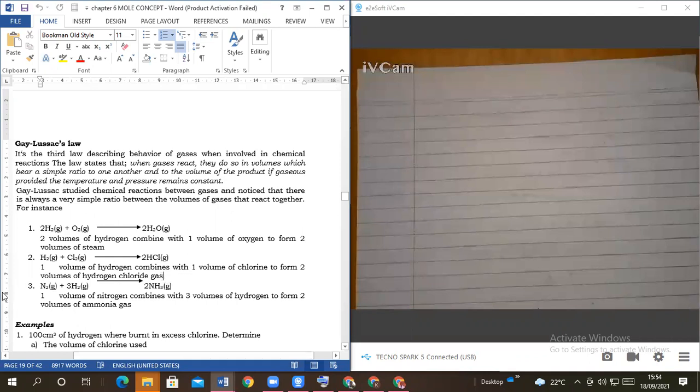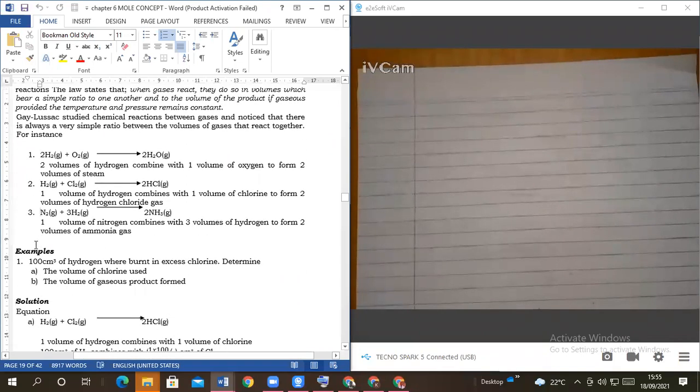Now, here they are saying 1 of nitrogen combined with 3 of hydrogen to form 2 volumes of ammonia gas, which is this: 1 nitrogen, 3 hydrogen, 2 ammonia gas. That's what you form. 1 volume of this combined with the 3 volumes of hydrogen to give us 2 volumes of ammonia gas.